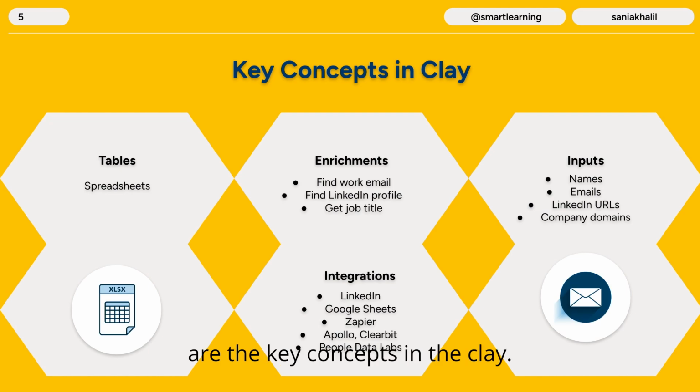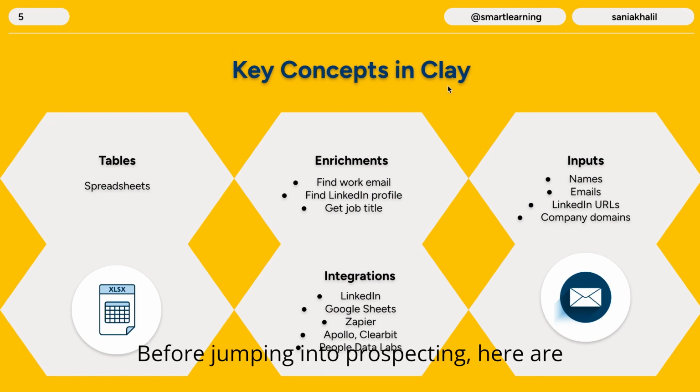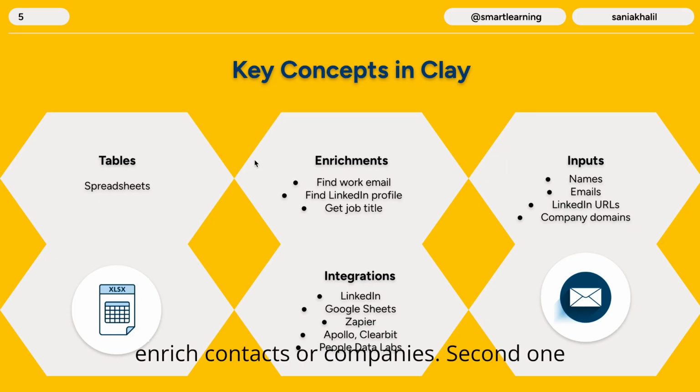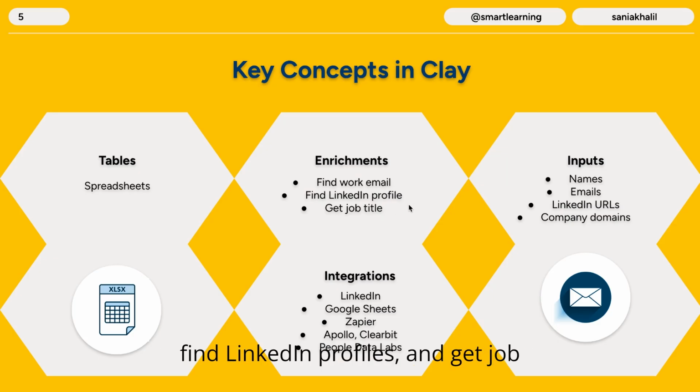The following are the key concepts in Clay. Before jumping into prospecting, here are some essential features you'll use. Tables. Think of tables like spreadsheets but smarter. Each table can be used to store and enrich contacts or companies. Second one is enrichment. These are automated tools that add data to your contacts or companies. For example, find work emails, find LinkedIn profiles, and get job titles as well.